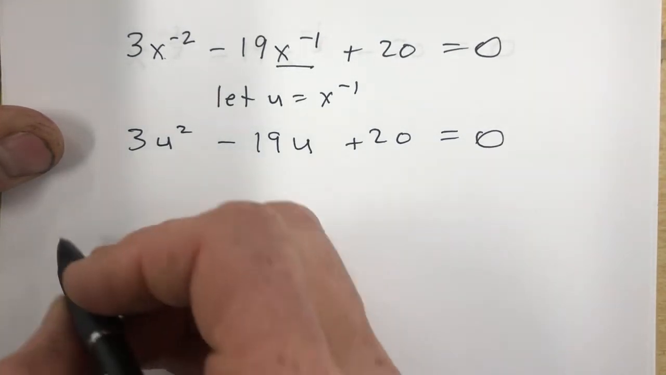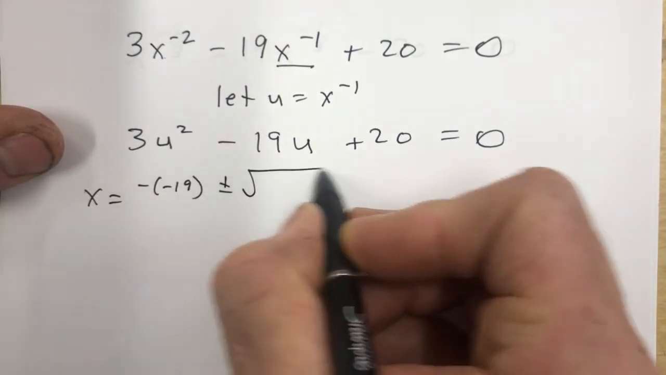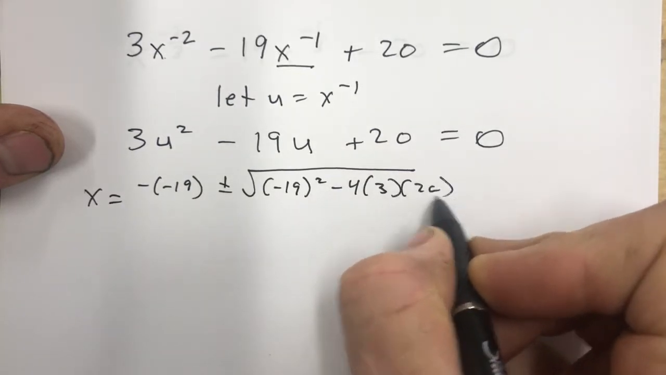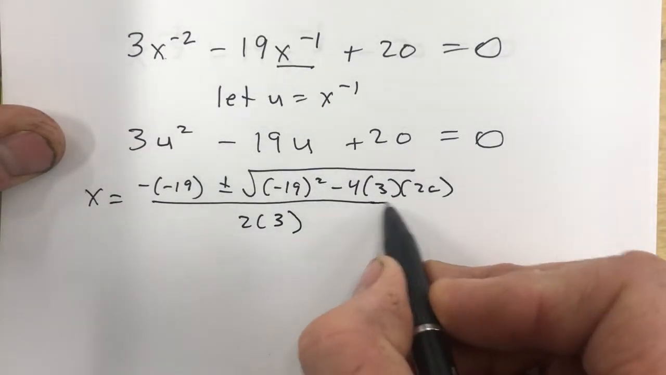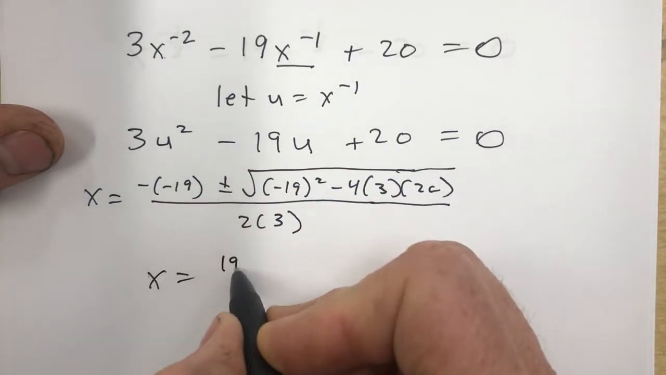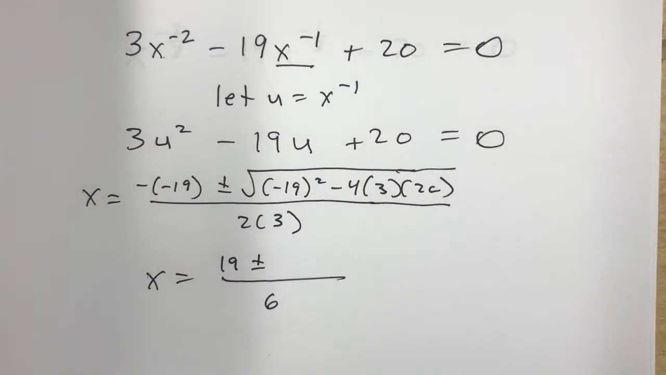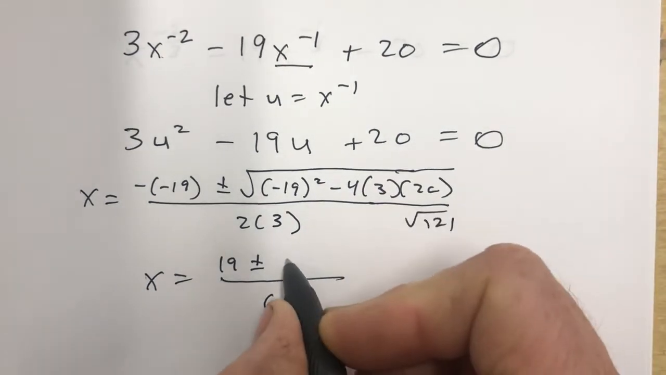So I can do the quadratic formula. So x equals negative negative 19 plus or minus the radical negative 19 squared minus 4 times 3 times 20, all divided by 2 times 3, using the quadratic formula. Okay, which is going to give me 19 plus or minus 6 down here. I'm going to punch this in. Let's see here. 19 squared minus 4 times 3 times 20 is 121. And the square root of 121 is 11.